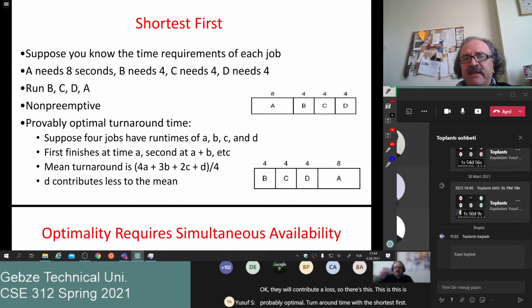So how do I know that process A is going to take 8 seconds and B is going to take 4 seconds? How do I know that before running them?